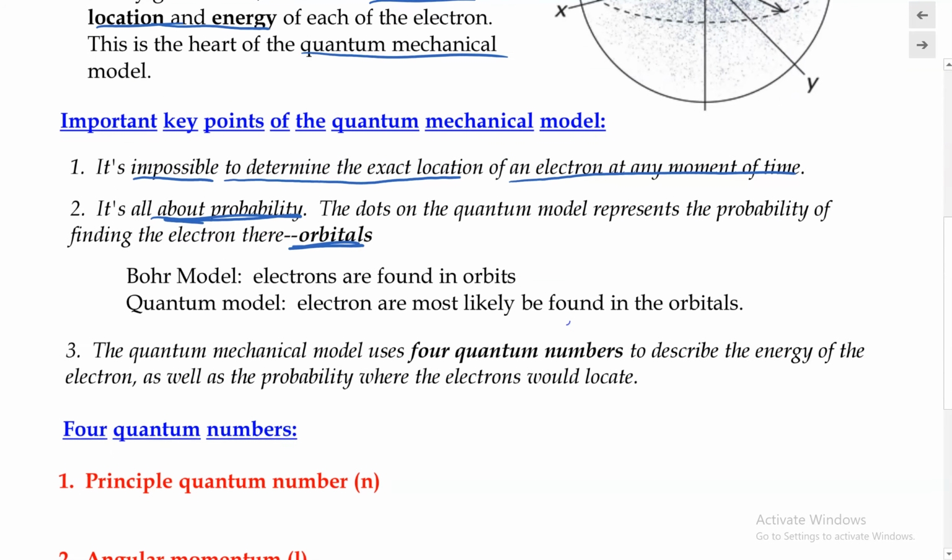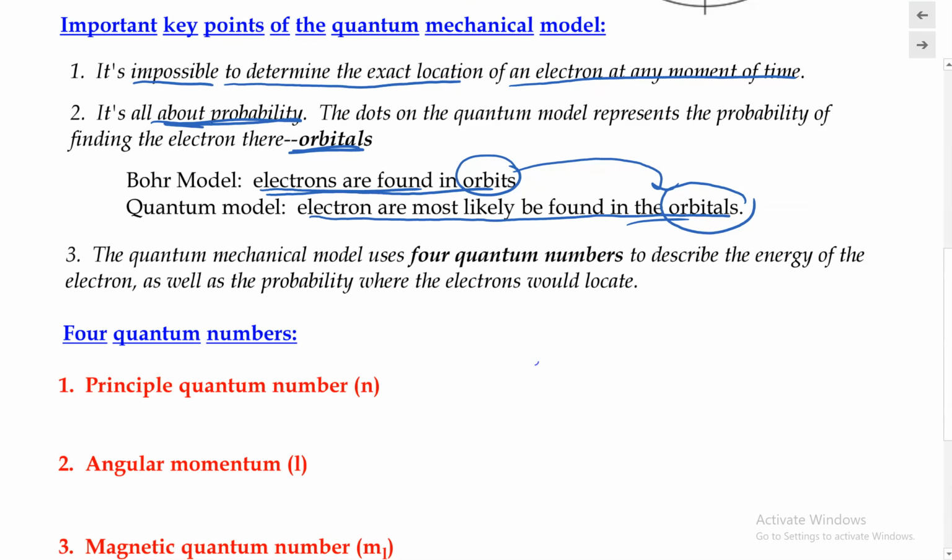Some of the differences in this quantum mechanical model compared to the Bohr model are as follows. In the Bohr model, Bohr stated that electrons are found in orbits. Now in the quantum mechanical model, the statement is that electrons are most likely to be found in an orbital. So the term orbit in the Bohr model is now replaced with the word orbital. It turned out that Bohr's statement is not correct: we cannot say exactly where the electron is, but electrons are most likely to be found in the orbital.